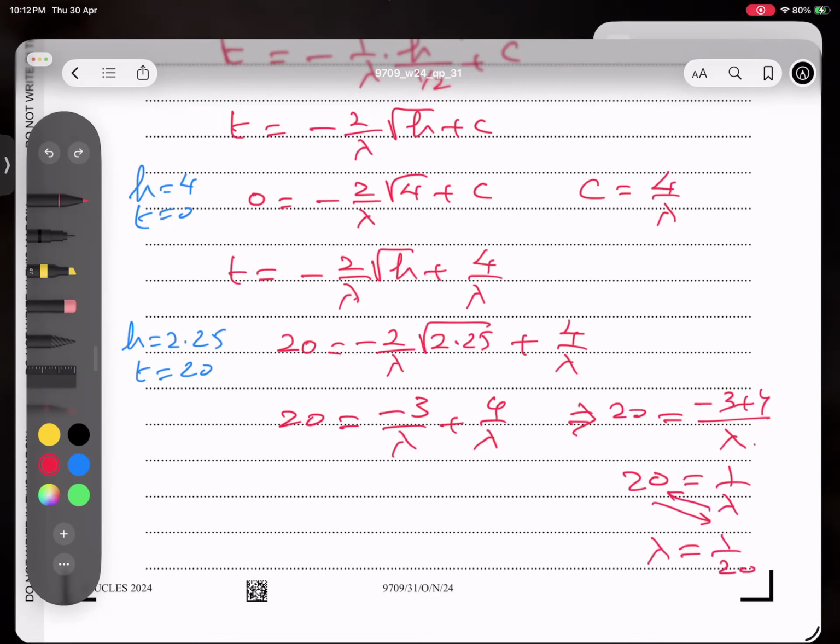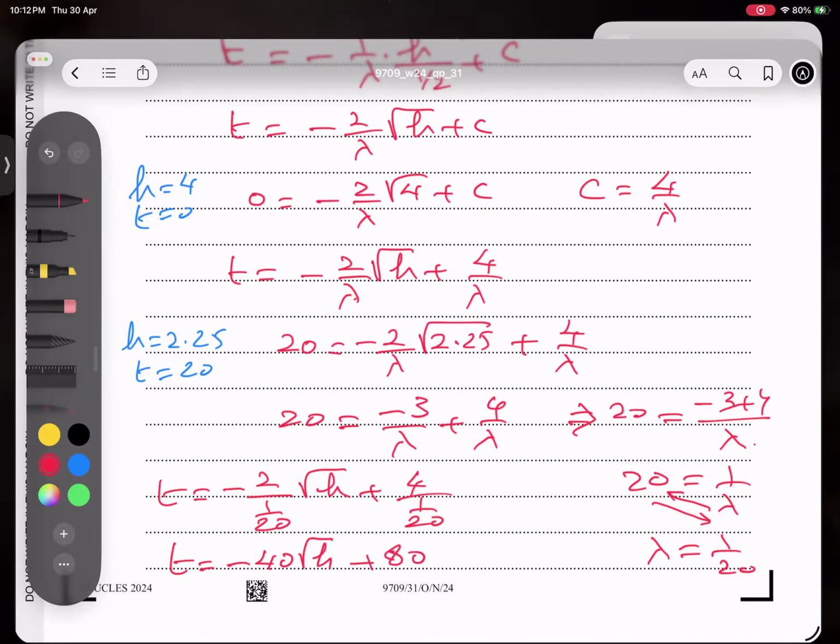And what do I get? The final equation, students, is t equals, when I plug in 1 by 20 here, negative 2 over 1 by 20 flips up, root h, and 4 over 1 by 20 goes up. So t we're getting here is negative 40 root of h plus 80. So this is done.